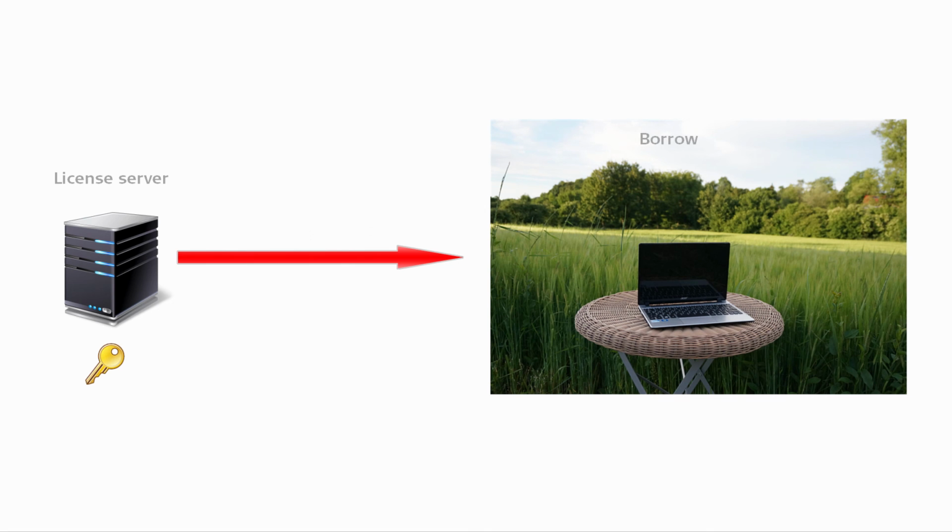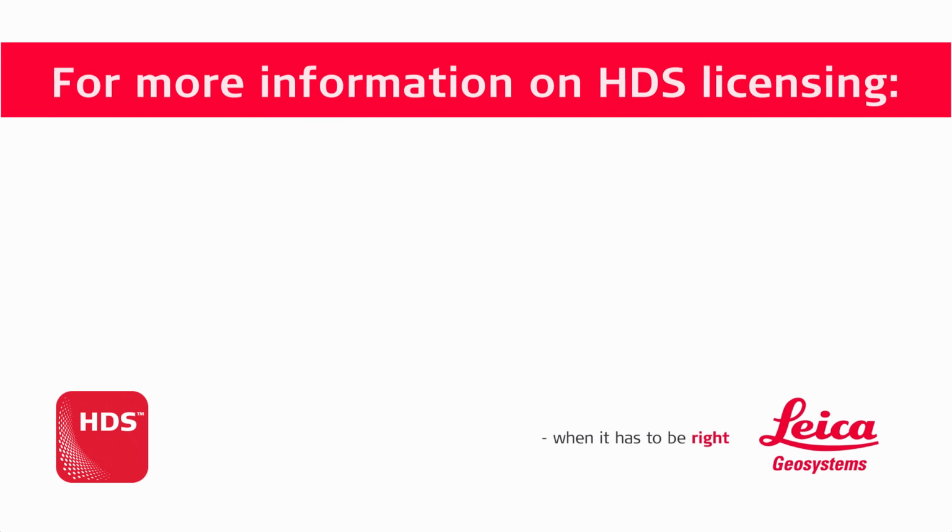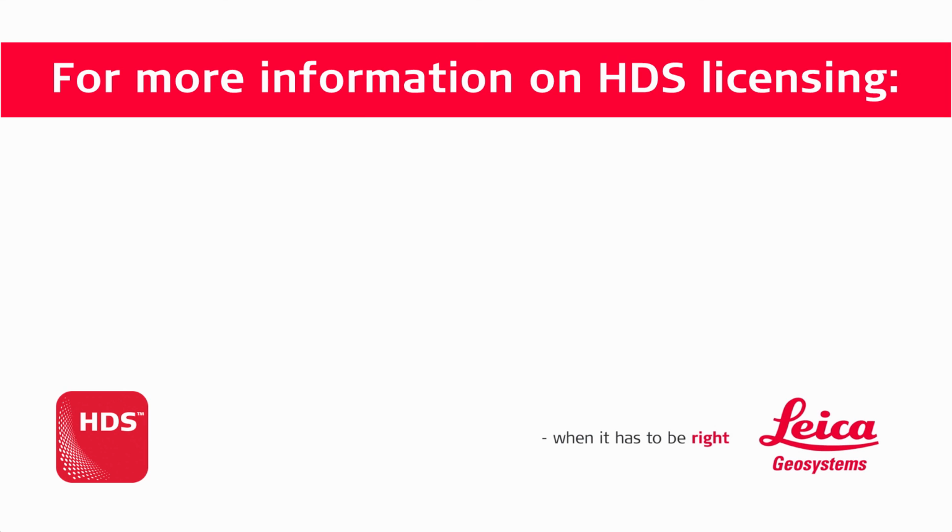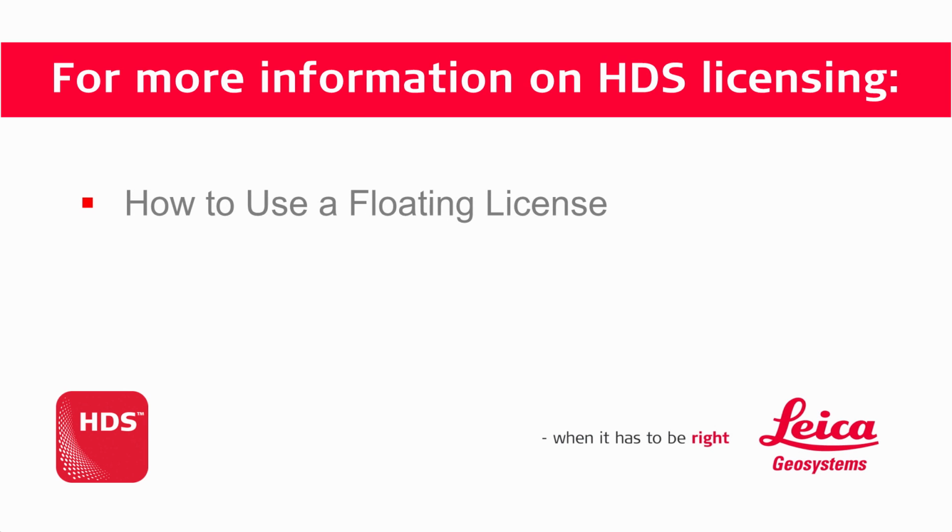To share licenses with other clients within your network, simply have them check out the license. Or if you need to use the licenses offline, meaning outside your network, use the CLM's borrowing option. To learn more about these two workflows, please have a look at our respective video tutorials, how to use a floating license and how to borrow a license.